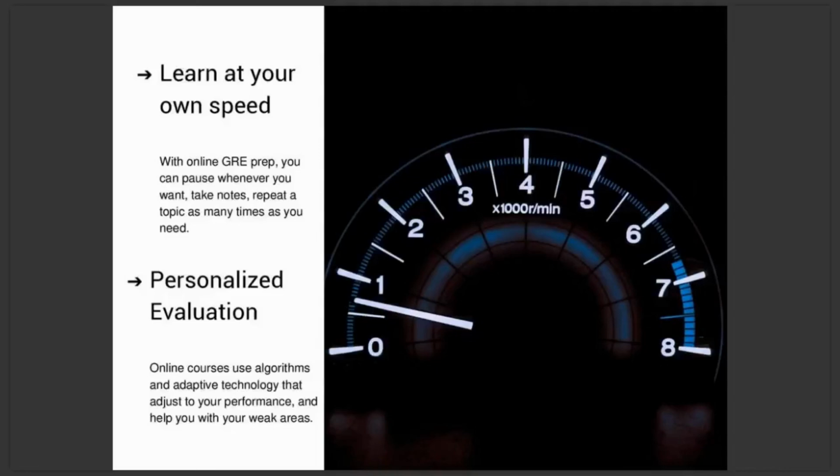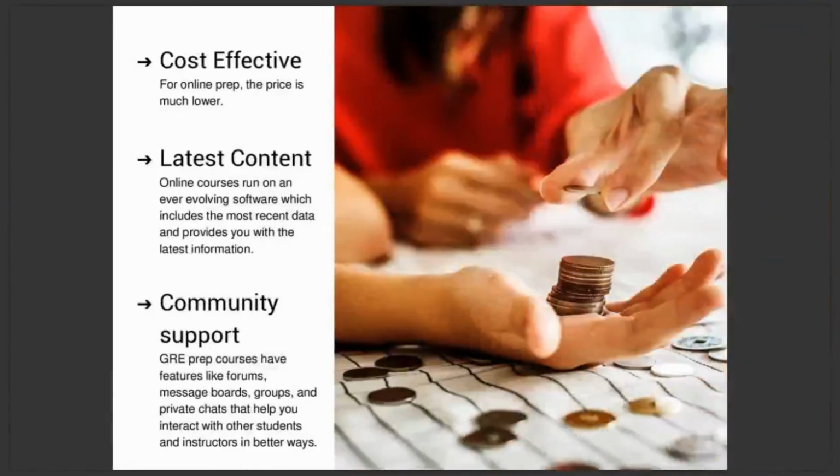Then online prep is more cost effective. Most coaching centers are quite expensive for GRE training. Private tutoring is even more expensive. And keep in mind that registering for the GRE on its own is quite expensive, right? So online prep is usually much more affordable. You don't have to spend a lot of money on coaching classes, but you can still learn the same stuff at a much lighter price.